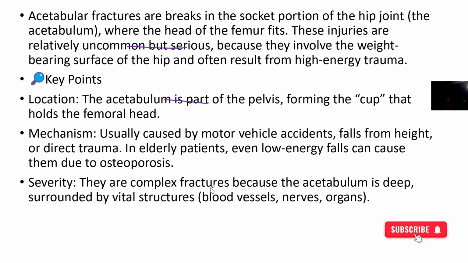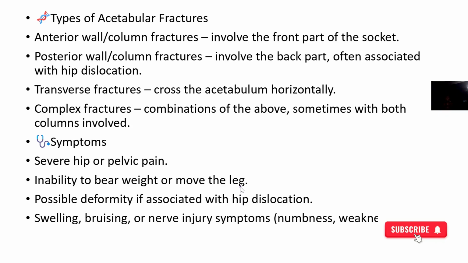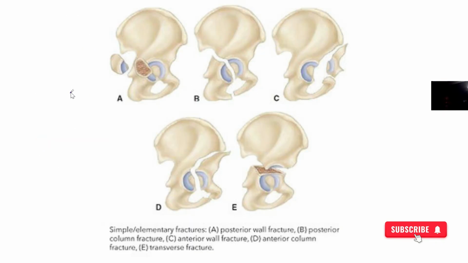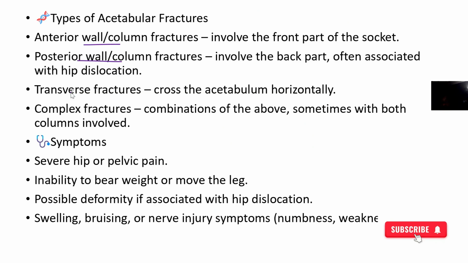So they are complex fractures because the acetabulum is deep and surrounded by vital tissue structures. Okay, so types of acetabular fractures: we have the anterior wall or column fractures, we have the posterior wall or column fractures, we have the transverse fractures. You could actually see them here, different types. Anterior wall, transverse wall, posterior wall, all of them are here. Just pause to observe.